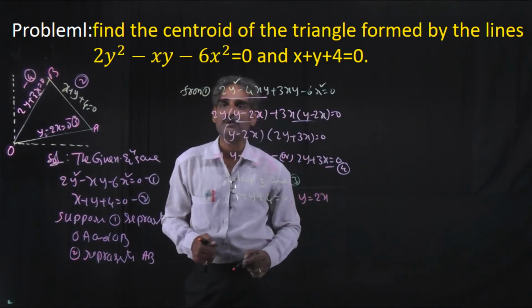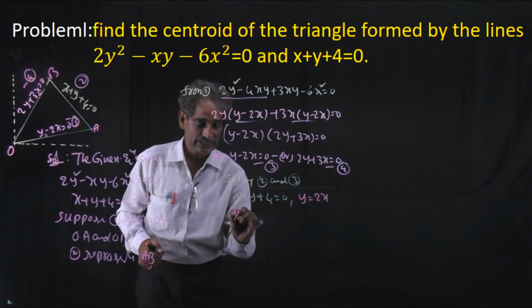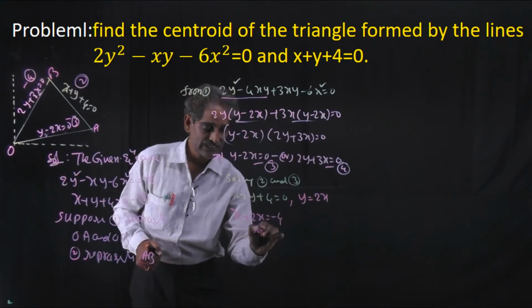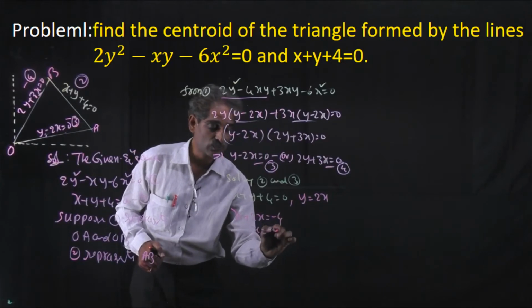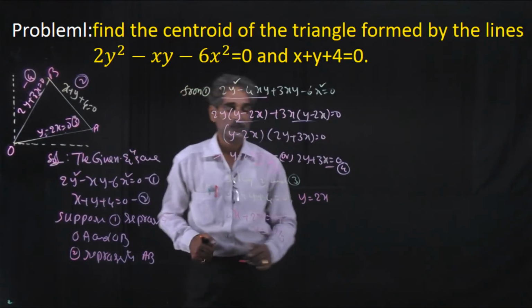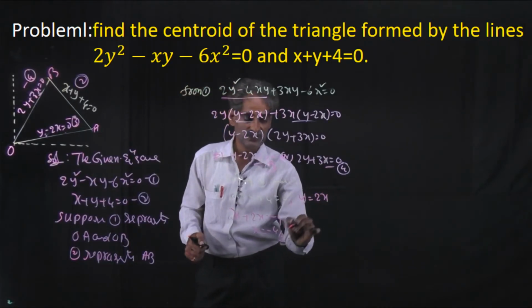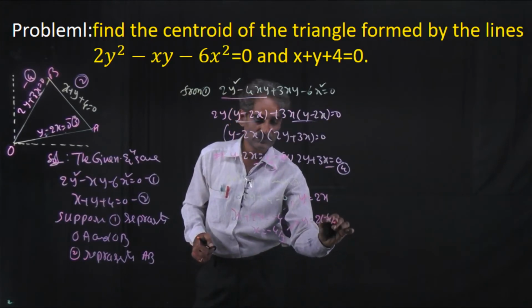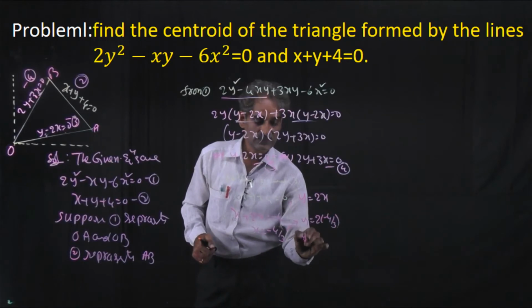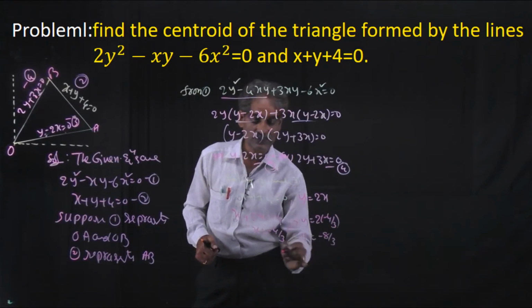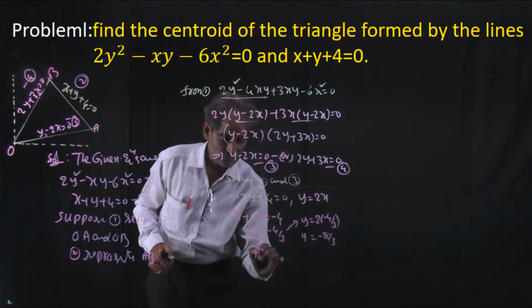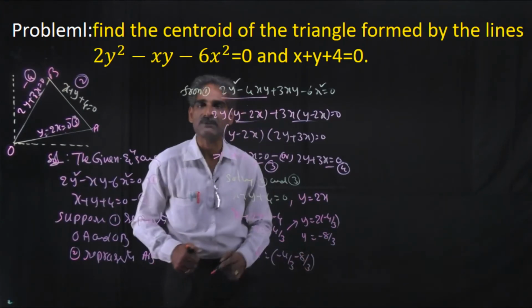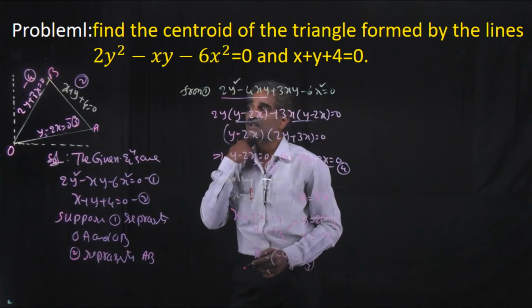Substitute the y value in this equation: x + 2x = −4, 3x = −4, x = −4/3. Substitute the x value in this equation: y = 2 × (−4/3) = −8/3. Now the coordinates of A are (−4/3, −8/3). Similarly, find out B.